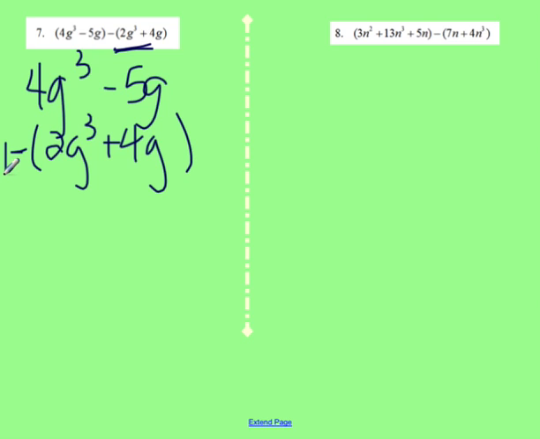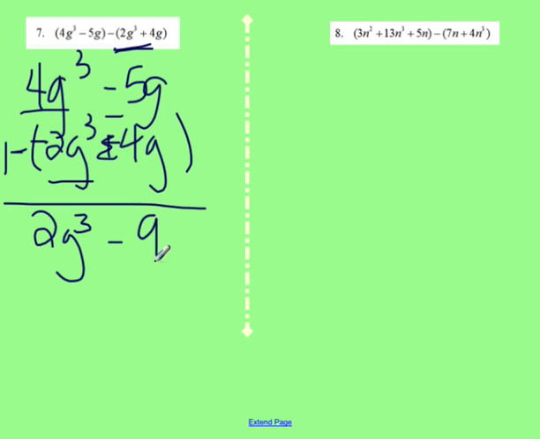I tell students you should physically go through and change the signs. A lot of students think, oh, hey, I'll just remember how to do that. A lot of times they forget by the last term because they're trying to do so much in their head. So I really suggest to students that they actually subtract everything out and change the signs. So 4g cubed minus 2g cubed gives me 2g cubed. Negative 5g minus 4g, again, that's going to get more negative, and that gives us negative 9g. So this right here is your final solution.